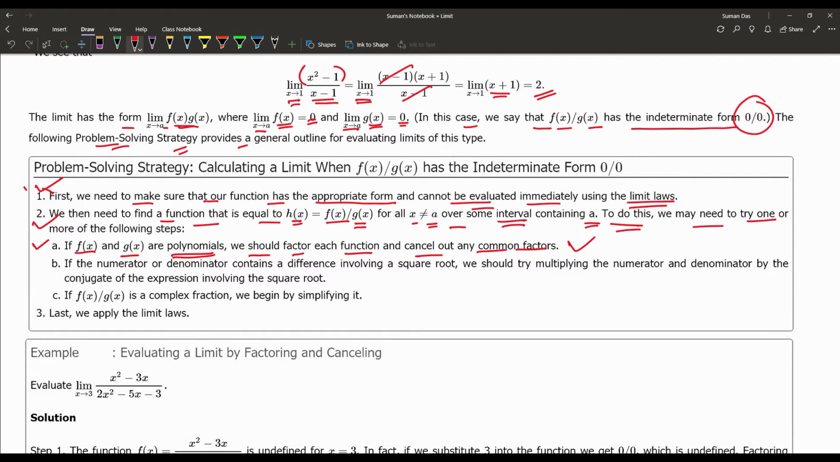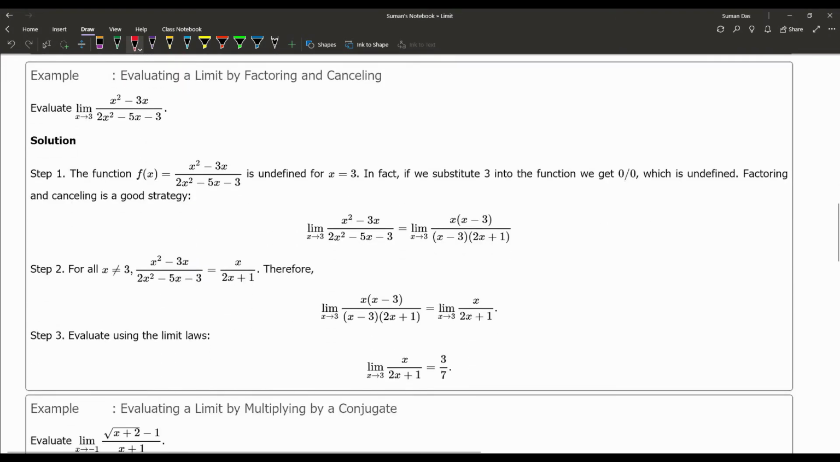Number 2, if the numerator or denominator contains a difference involving a square root, we should try multiplying the numerator and denominator by the conjugate of the expression involving the square root. That is another type of solving method. Number 3, if f(x) by g(x) is a complex fraction, we begin by simplifying it. Last, we apply the limit laws. The first one has already been described here. Let's check with a problem.